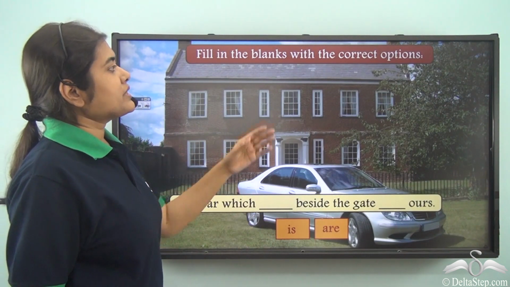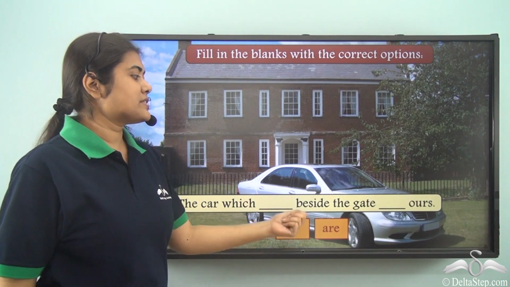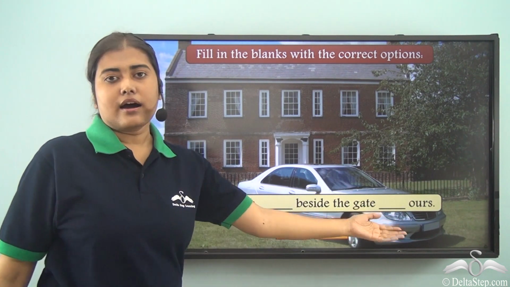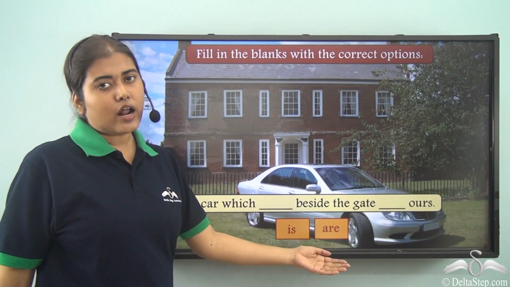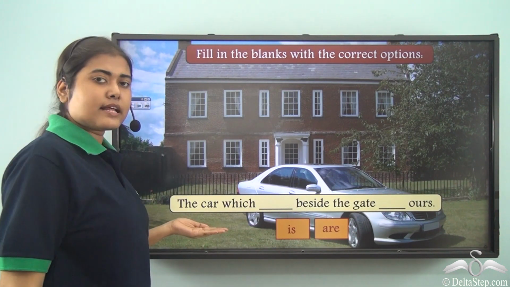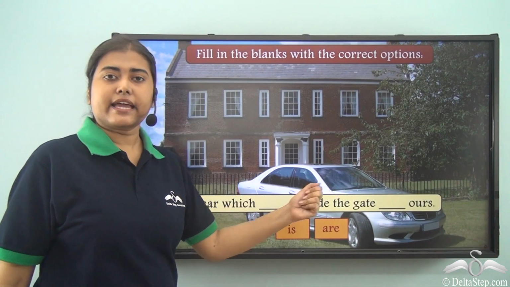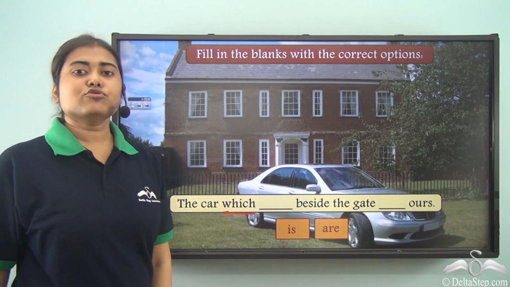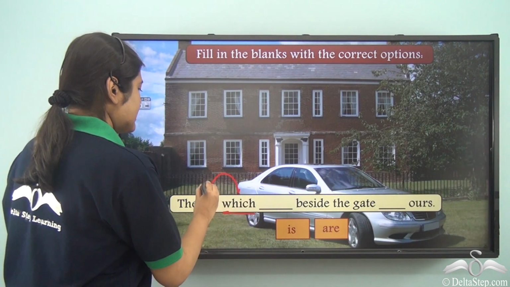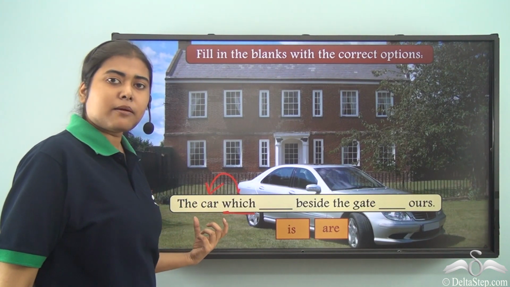Fill in the blanks with the correct options. The car which dash beside the gate dash ours. And what are the options given to us? Is or are. Now let us understand the sentence carefully. The car which dash beside the gate. Now here, which is referring to which noun? It's referring to car. The car is a singular number.